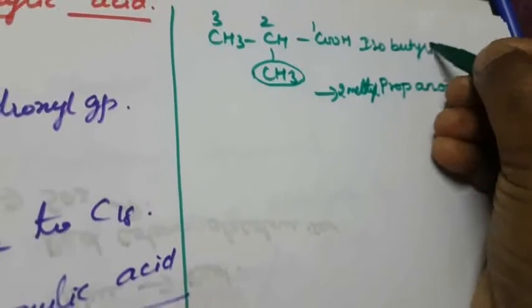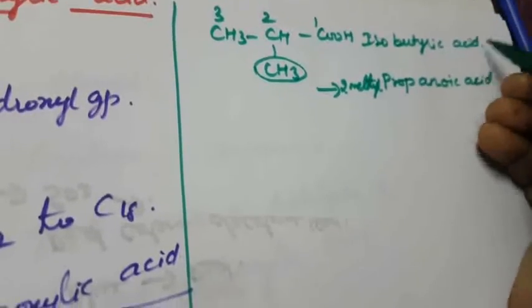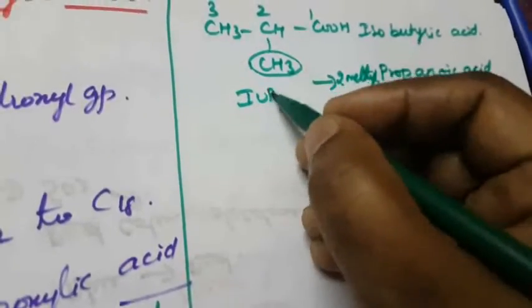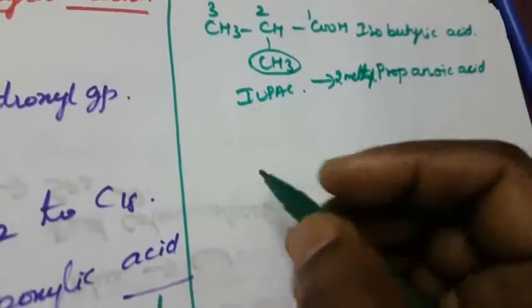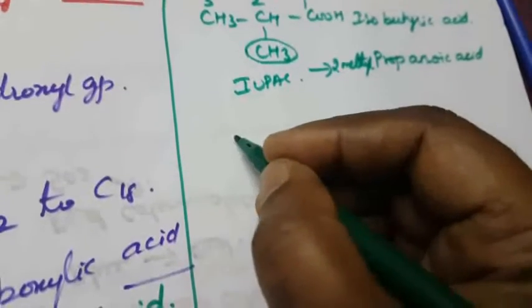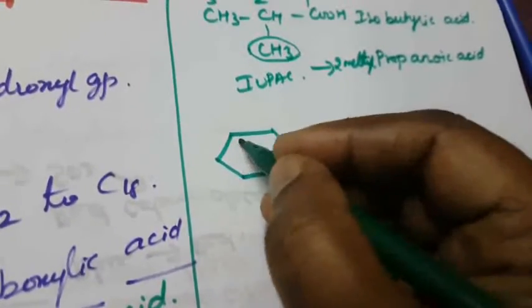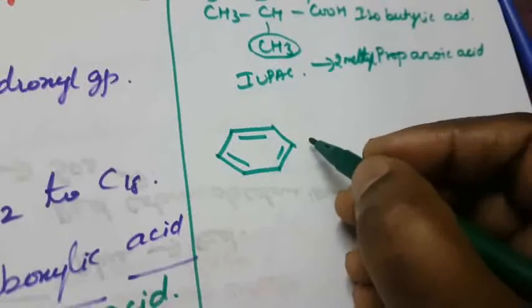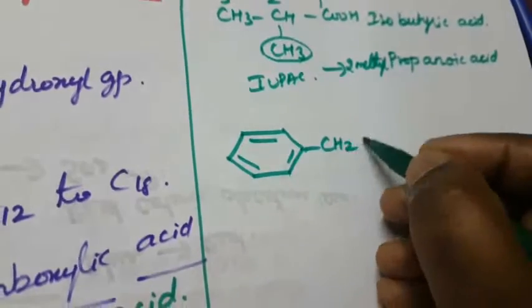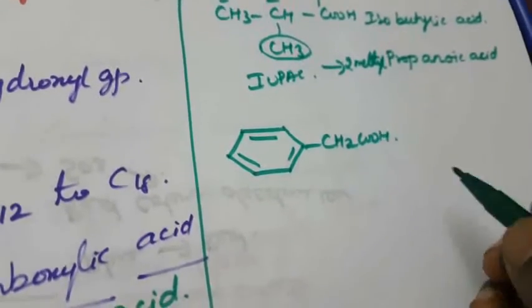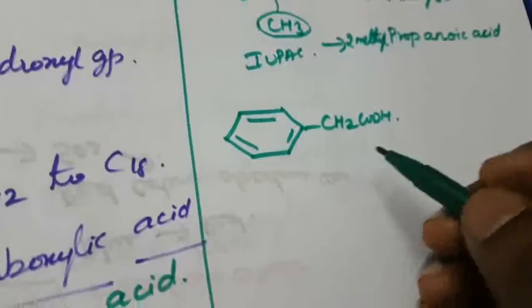Isobutyric acid. This is the common name, and this is the IUPAC name. Okay, so the next one is an aromatic acid, an aromatic compound, with CH2COOH. How do we write the name of this compound?